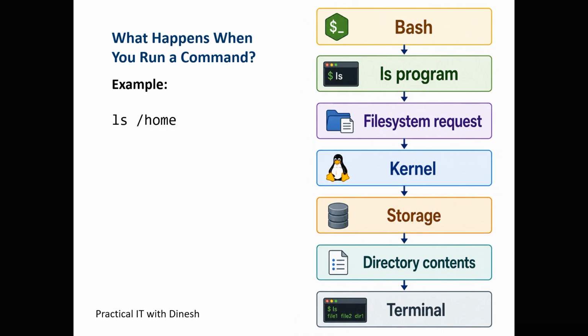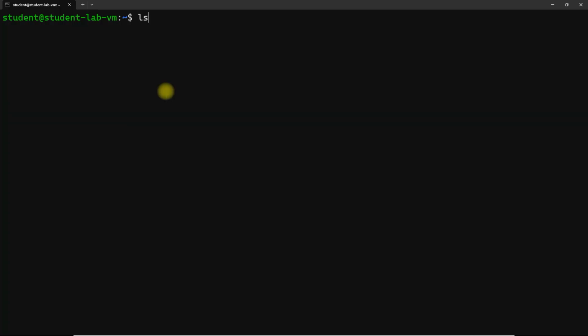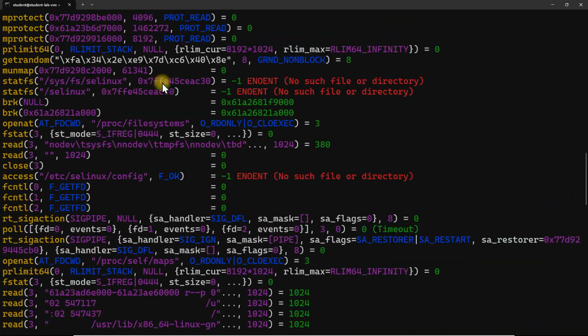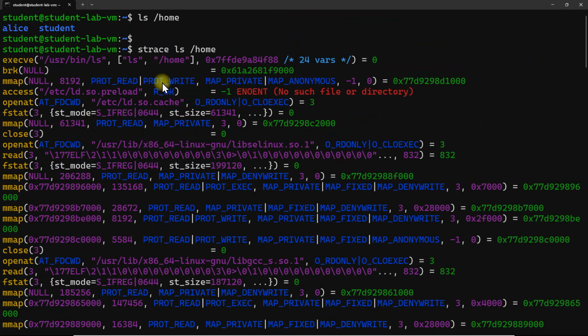Let's make the architecture more concrete. I will run a simple ls command and then we will look at what happens behind the scenes. Strace allows us to observe the system calls made by a program. You can see that the simple ls command involves many interactions with the operating system. You don't need to learn strace for this course. I am showing it simply to give you a glimpse of what happens underneath an ordinary Linux command.